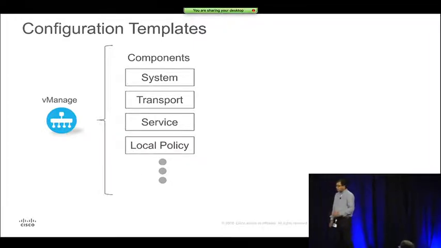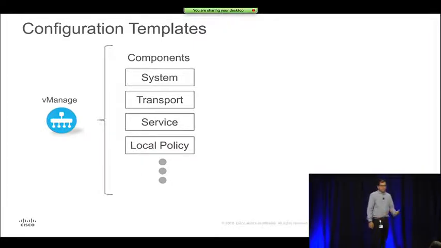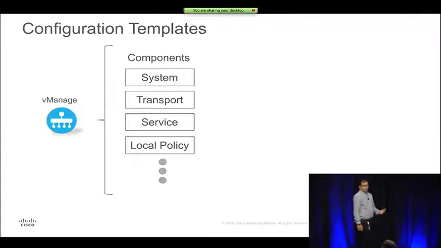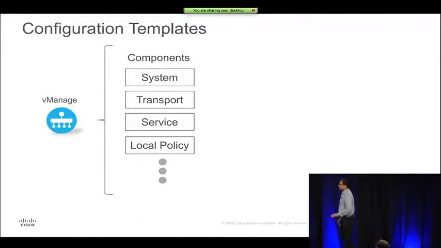In addition to all this config, there is standard AAA config and host name that will be part of the system config. As the name suggests, it's basically all the system-related information.